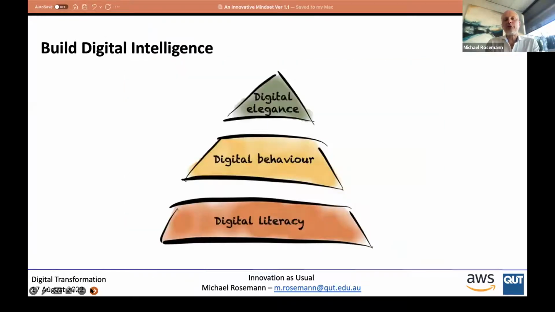So what organizations need to do is they need to build digital intelligence, the ability with literacy to develop using digital technologies, to understand what constitutes ethical and compliant behavior, and make this an elegant, aesthetically beautiful solution.